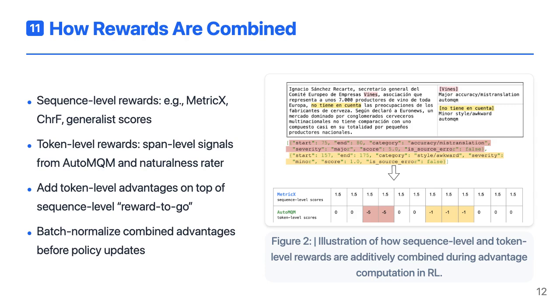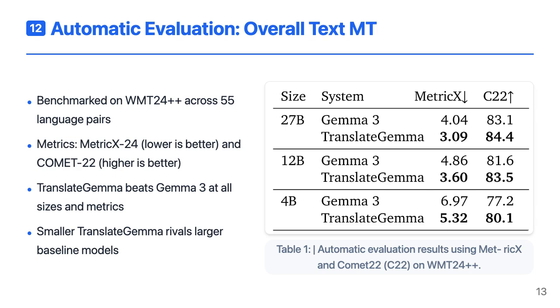The combined advantages are then batch normalized before updating the policy. This hybrid approach gives the model both a global sense of translation quality and a detailed view of where it went wrong. To evaluate text translation, the authors used the WMT24++ benchmark, which covers 55 language pairs. They report results with MetricX 24, where lower scores mean fewer MQM-style errors, and COMET22, a strong learned metric where higher scores are better. Across all three model sizes, TranslateGemma consistently outperforms the original Gemma 3 models on both metrics.